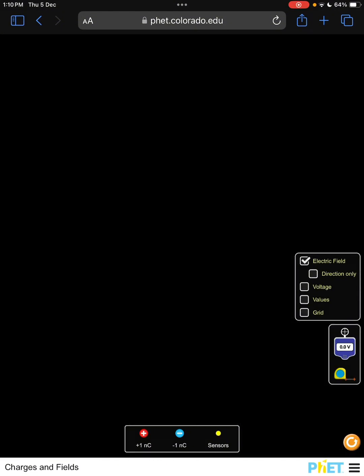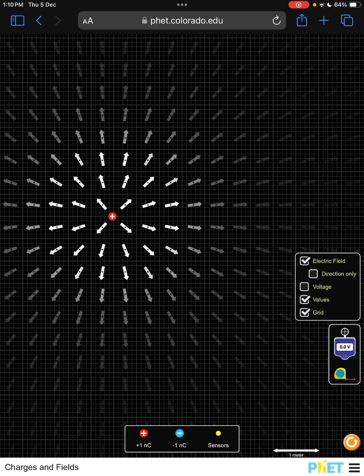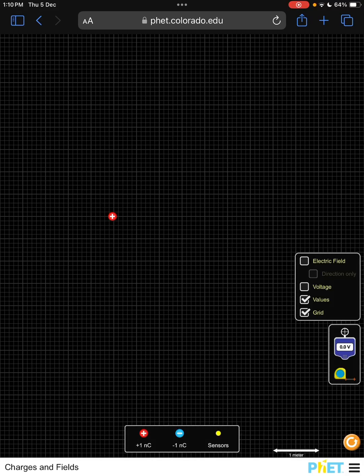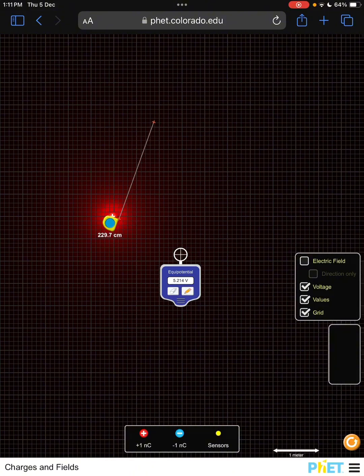So let's clear the screen. Remember that we can put a grid and values. Earlier we were interested in the electric field. So for a moment, let's pretend that it doesn't exist and let's plot the voltage. See? And this is a voltmeter, by the way. And this is a ruler, okay? So this is 1 nanocoulomb. You can put the meter on top of the charge so that you can measure the distance from the charge. Actually, the arrow should go there, okay?